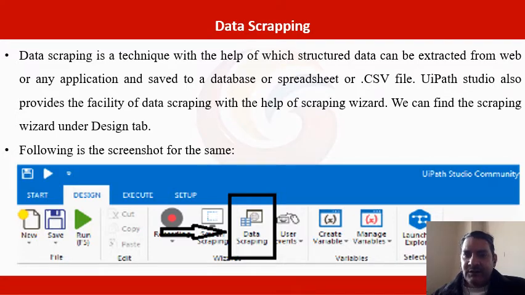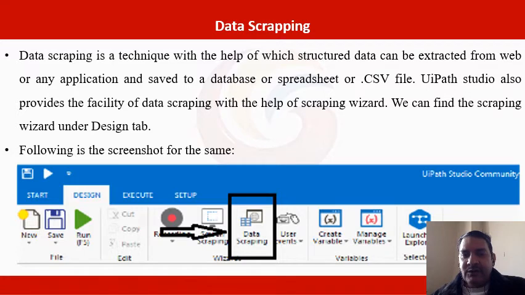First of all, you should know there is not much difference between the recording and the data scraping; it's a kind of recording up to some extent. Whatever you have extracted from the web or any kind of application is saved to a database or spreadsheet or .csv file, a comma separated values file. UiPath Studio also provides the facility of data scraping with the help of the scraping wizard.